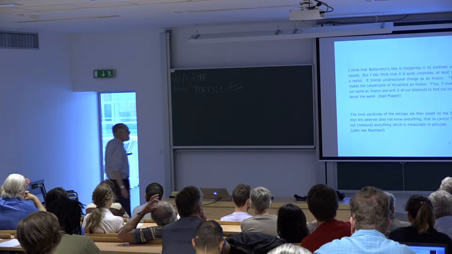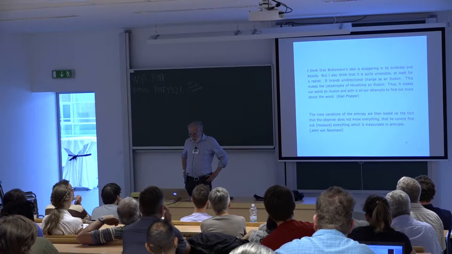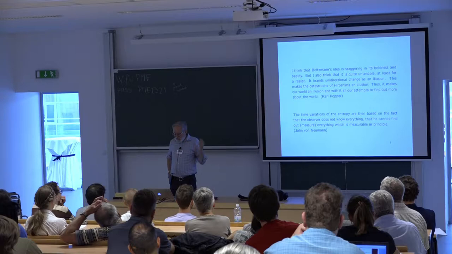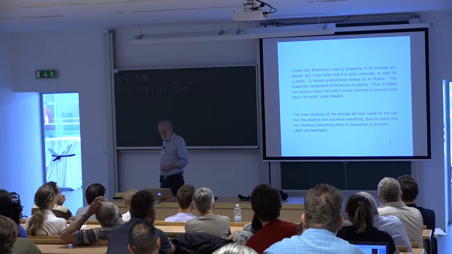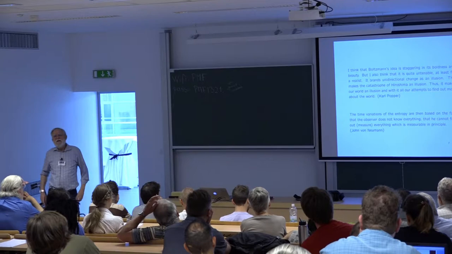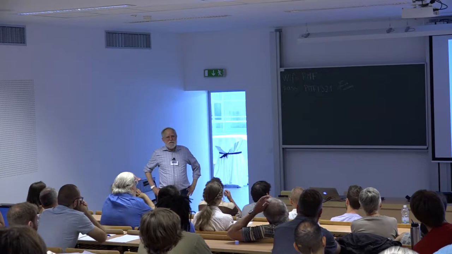Here's von Neumann. The time variations of the entropy are then based on the fact that the observer does not know everything, that he cannot find out, measure everything, which is measurable in principle. Suggestion here is if he could, all bets are off, different things behave differently. Von Neumann was a really smart guy, as I think all of you know. But I find this a very strange thing to say.